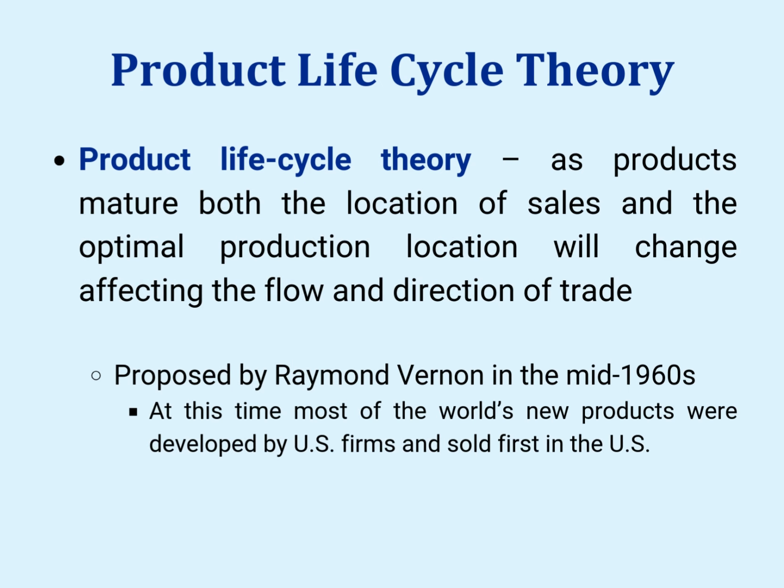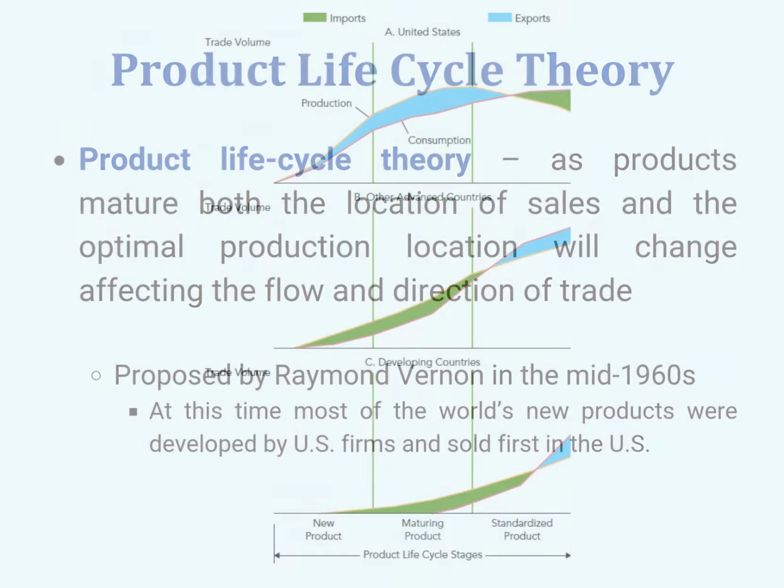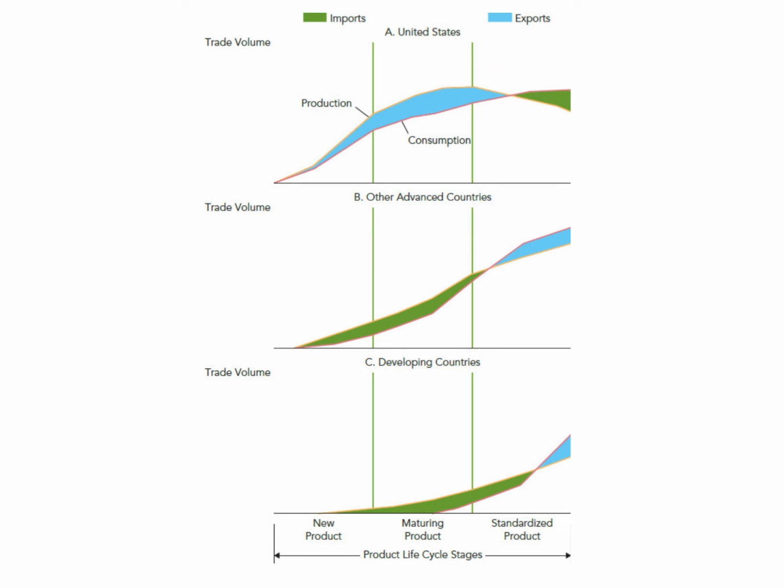This theory was introduced by Raymond Vernon in the 1960s, at a time when most new products around the world were developed by American companies and first sold in the US market. For instance, products like mobile phones or cars were initially manufactured in the US. However, as the market expanded and the product reached its mature phase, production gradually shifted to other countries with lower production costs.